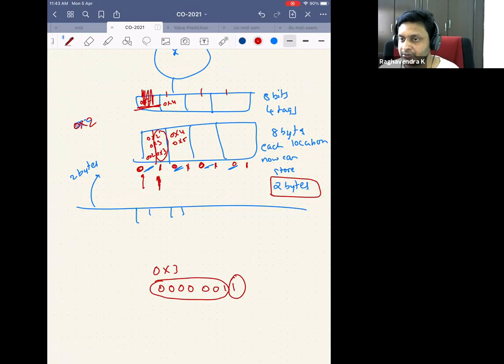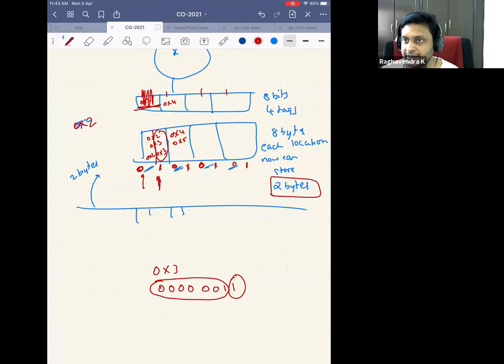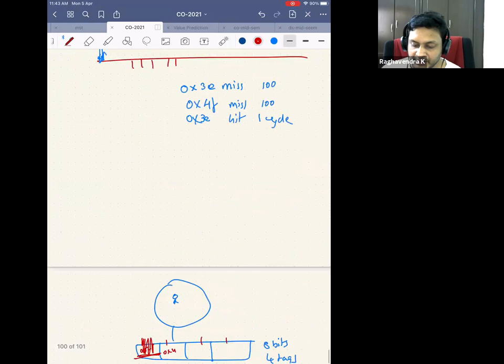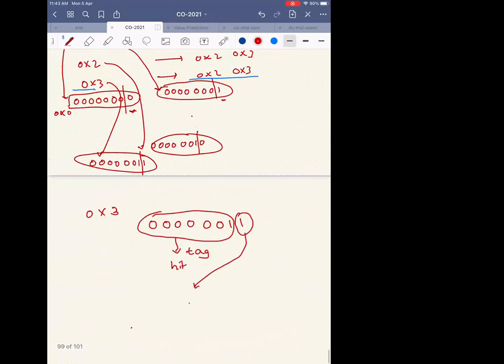Are there any questions or doubts? Sir, if the CPU in the beginning asks for 0x3, so we will fetch 0x3 and 0x4. No, that's what we agreed, right? We agreed that it will always be multiples of 2. If it is 0x3, then you will fetch 0x2.